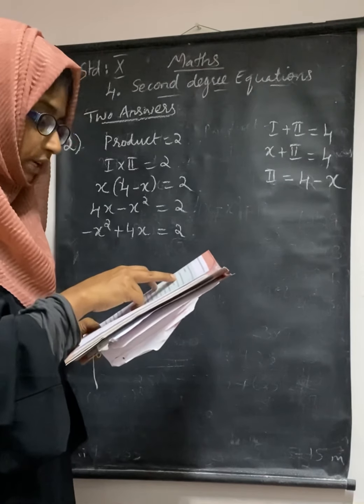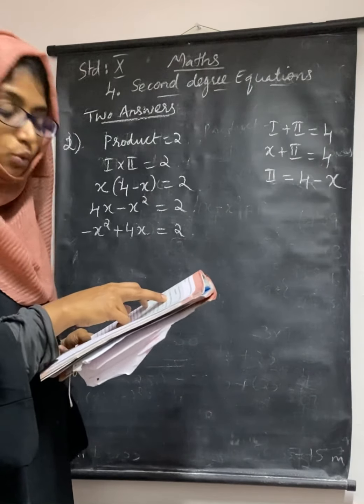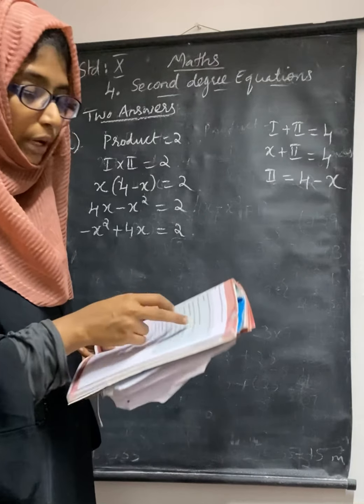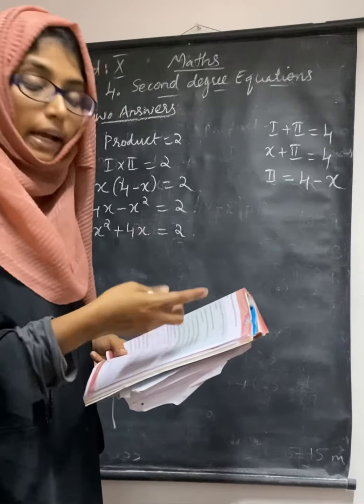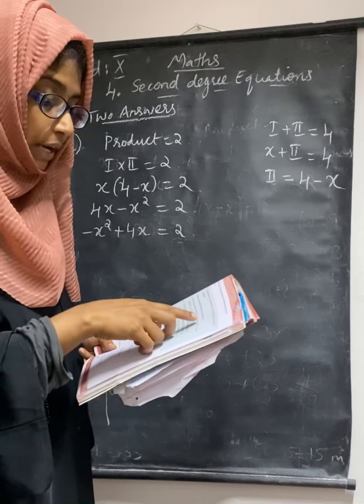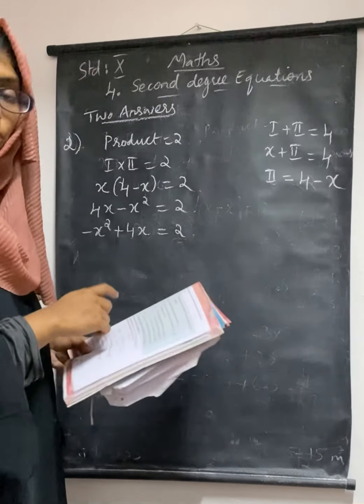Page number 91, you can take the second question. Find two numbers with sum 4 and product 2. Means two numbers we are taking. When you add them you are getting 4, and when we multiply those numbers you are getting 2. So find those two numbers.